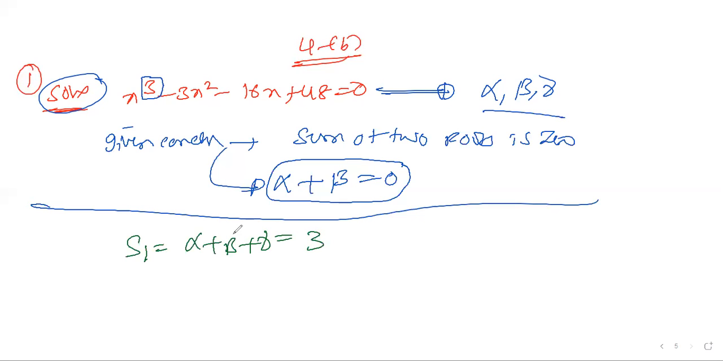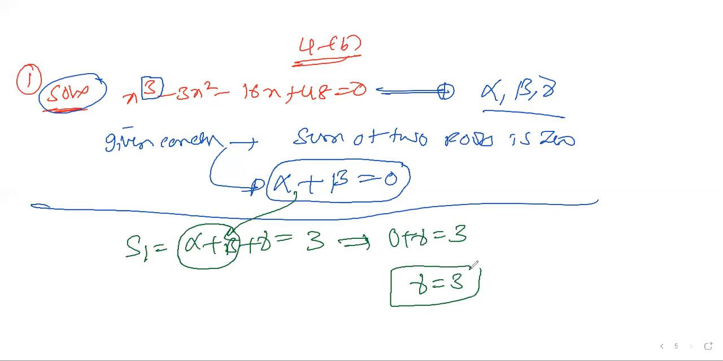Answer is 3. For what they mentioned, alpha plus beta is equal to 0. Just I substituted: 0 plus gamma is equal to 3. So gamma is equal to 3. Am I clear? Without doing any trial and error method, they gave one clue, and by using that clue I got one root easily. Once one root is found in a third order equation, finding the other two roots is very simple. Synthetic division method is there that you can use.